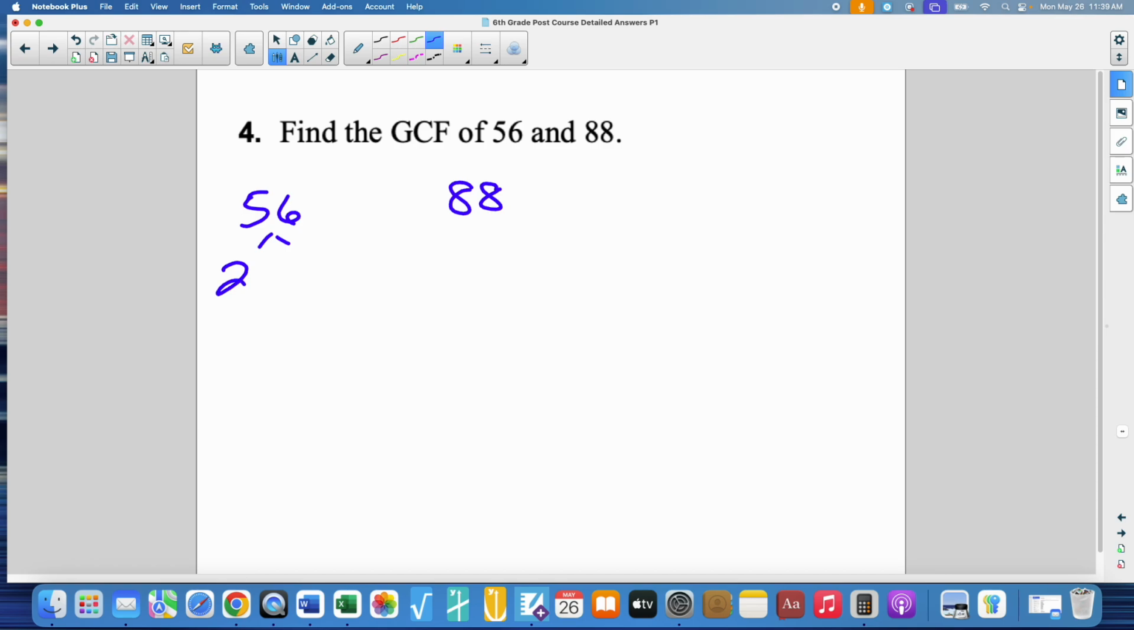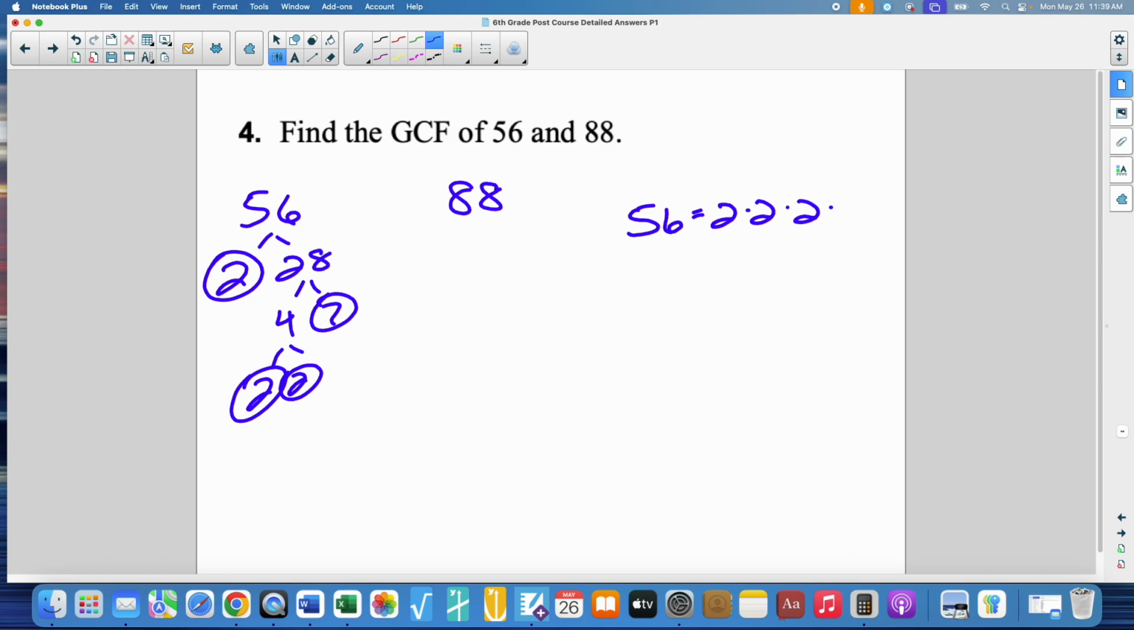So 2 goes into 56. That's going to go in 28 times. 2 is a prime number, so I'm going to circle it. 28 can be 4 and 7. 7 is a prime number, so I can't break that down. 4 is not a prime number, so I can break it down to 2 times 2. So my prime factors of 56 are 2 times 2 times 2 times 7. I'm always going to put them in numerical order.